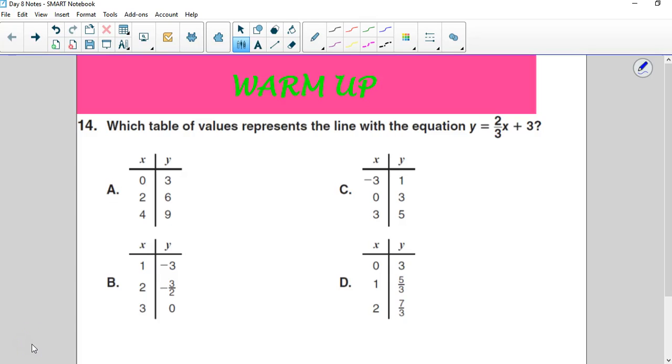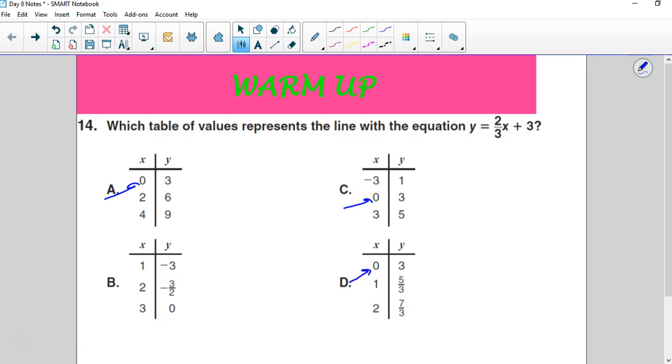Okay, day 8, we're moving into reflections, but we've got a quick little warm-up here, just a reminder of basic algebraic and geometry skills. So we have some tables, and we want to know which one works. I would give you a hint that you might want to start with x of 0 because it's very easy to calculate, and I'll give you some clues about what's right.